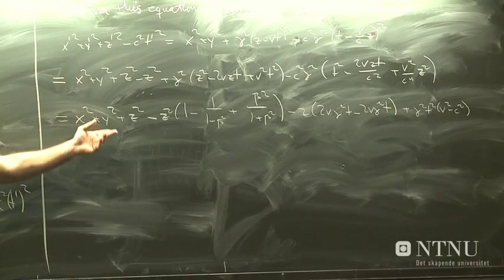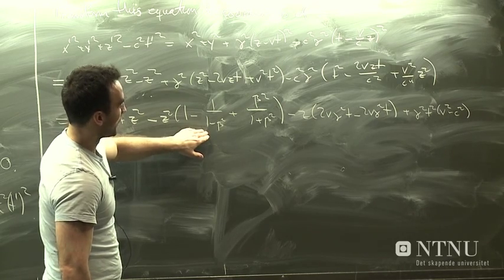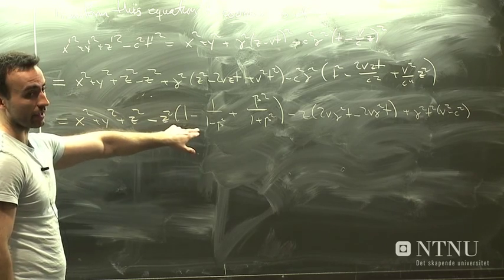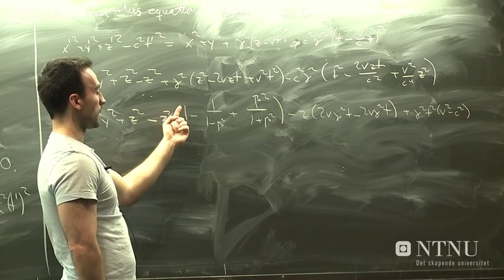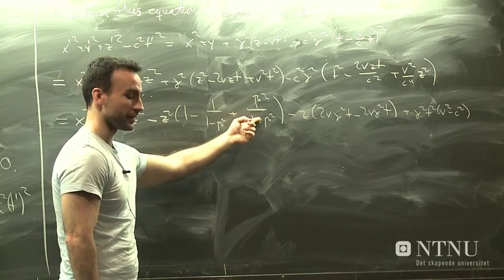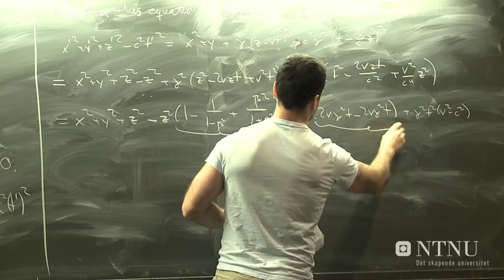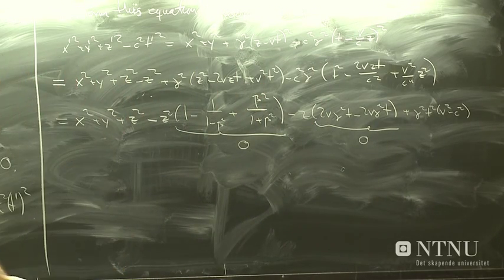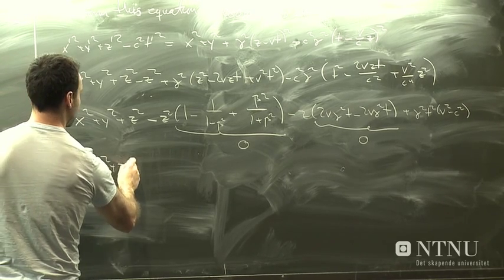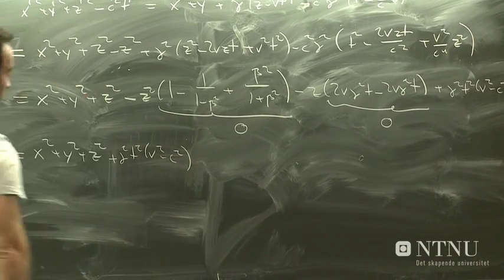I can rewrite this line as follows. So by multiplying now 1 here with 1 minus beta squared, both in numerator and denominator, I see that I get 1 minus beta squared minus 1, so I'm left with only minus beta squared, which cancels this term. So this is 0. This is 0. And so I'm left with this.